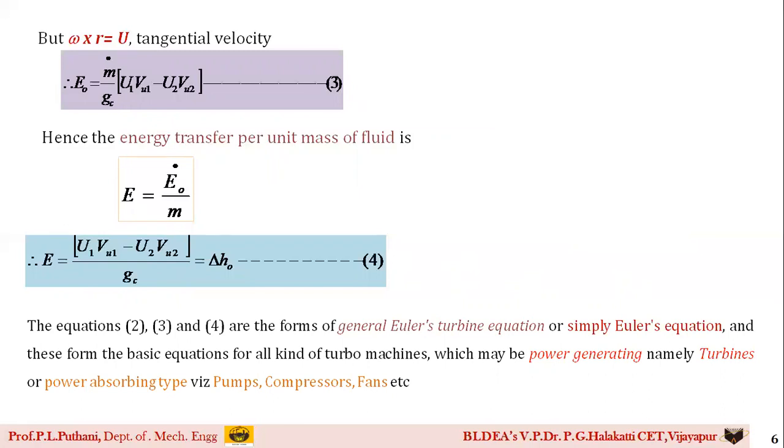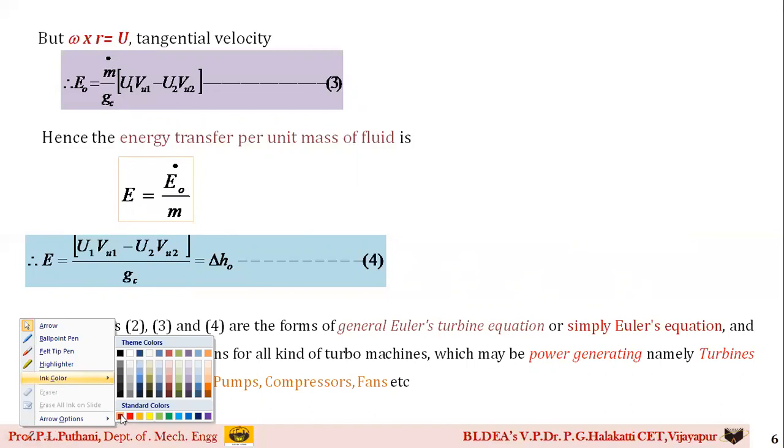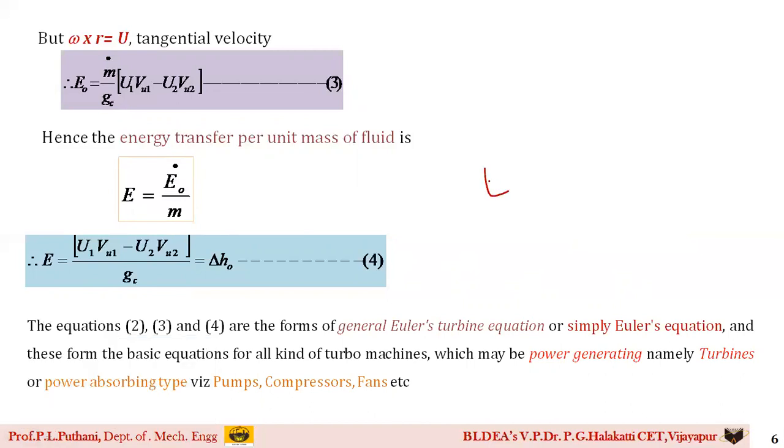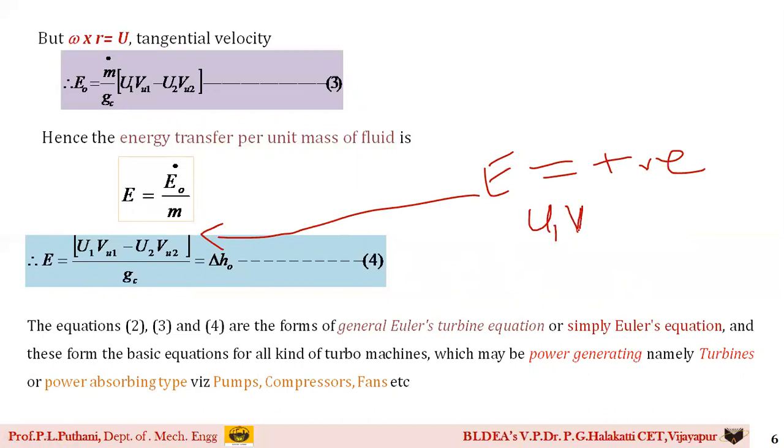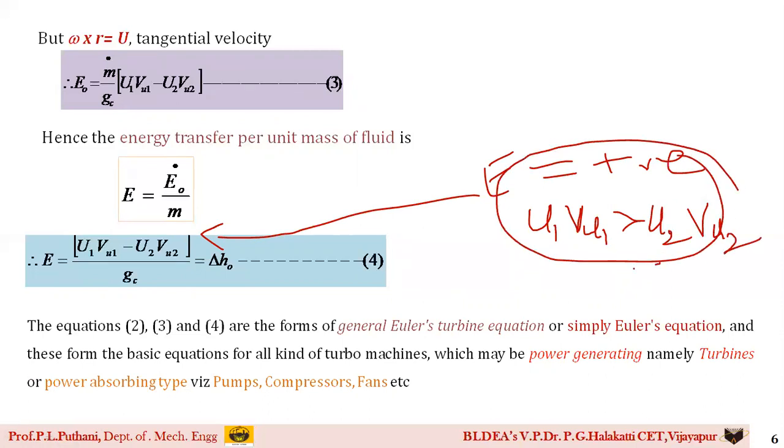So with respect to the type of machine, there is a small algebraic manipulation in the energy equation. Always remember that if there is a power generating machine, that is a turbine, the value of energy or the work done should always be positive. So if this should be positive according to this equation, what should be the condition? For the power generating machine, U1 VU1 should always be greater than U2 VU2. This is for the power generating case.